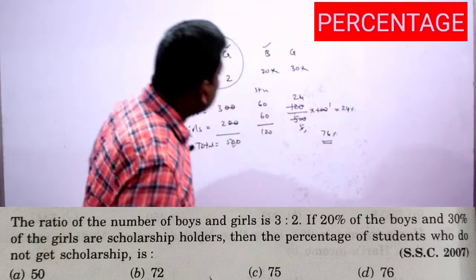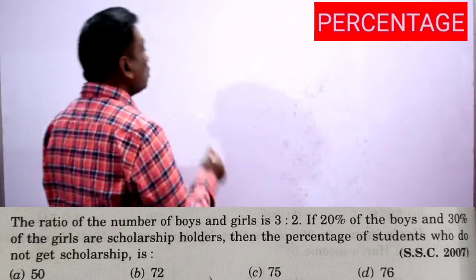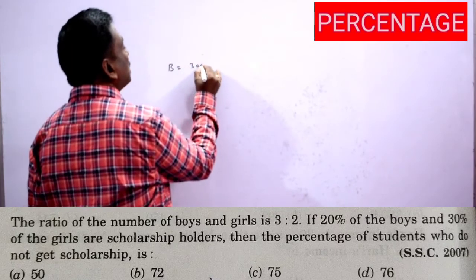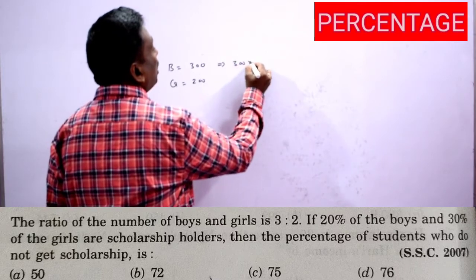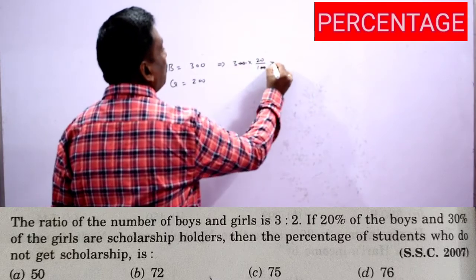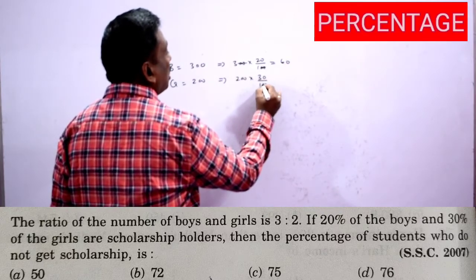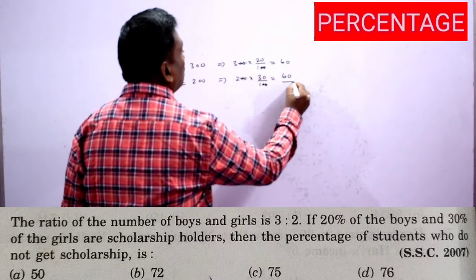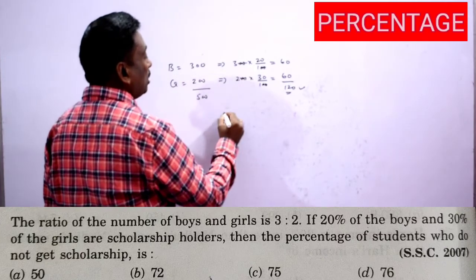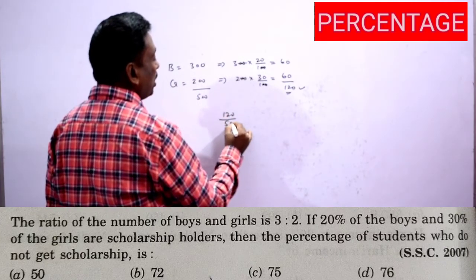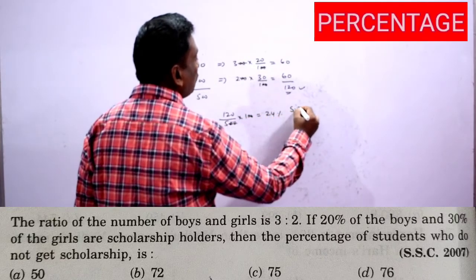Once again, listen. Based on the given ratio, I am assuming that the number of boys is 300 and the number of girls is 200. Out of 300, 20 percentage means 60 boys are scholarship holders. Out of 200, 30 percentage of girls are scholarship holders. This means 120 students are scholarship holders out of 500. This 120 is what percentage of 500? This gives you 24%.